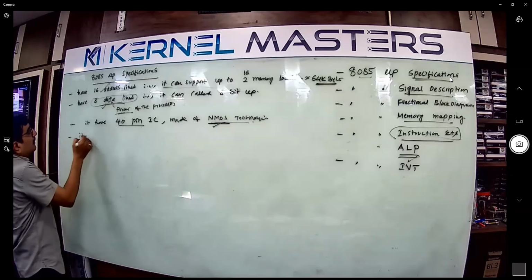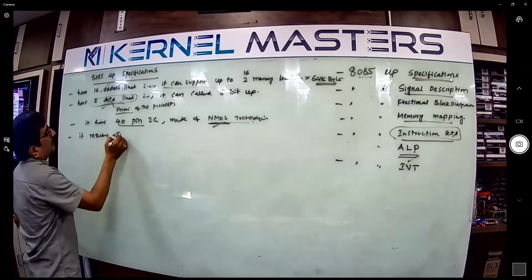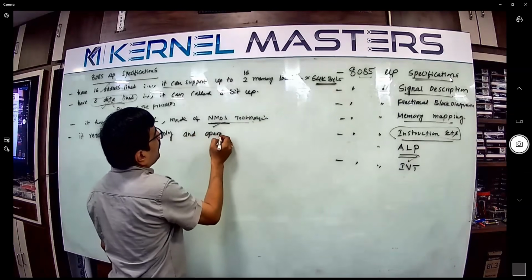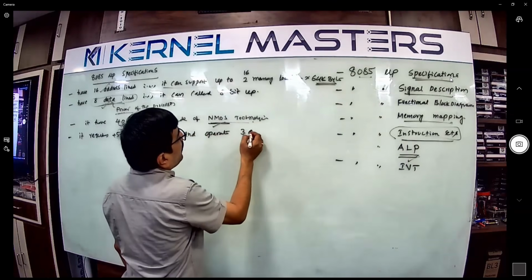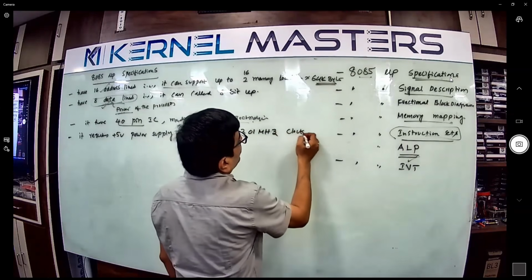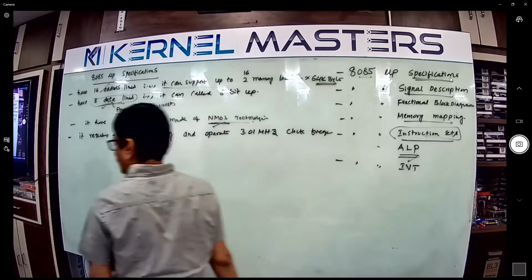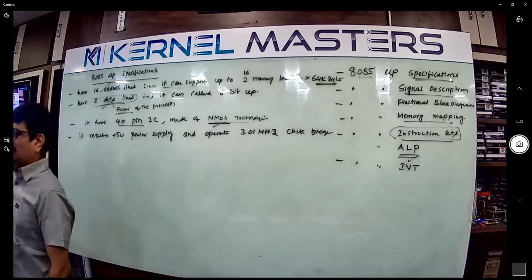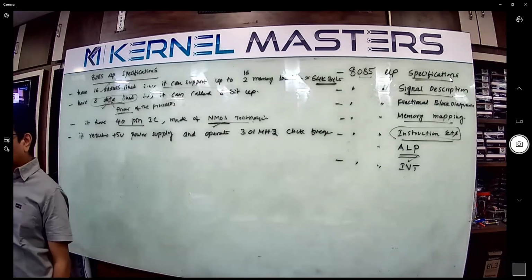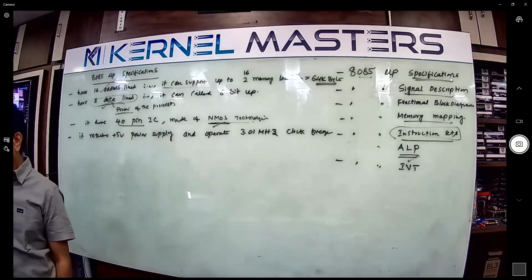The 8085 microprocessor requires a 5 volt power supply and operates at a 3.01 megahertz clock frequency. Nowadays microprocessors operate in gigahertz, 2.4 giga, 3 giga speeds, but the old processor supported only megahertz clock speed.